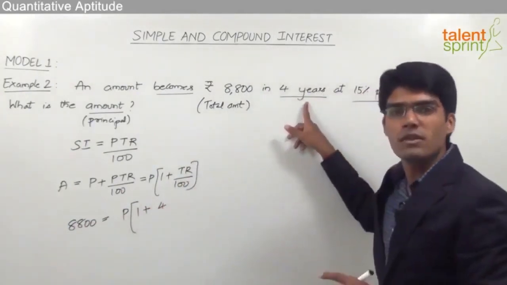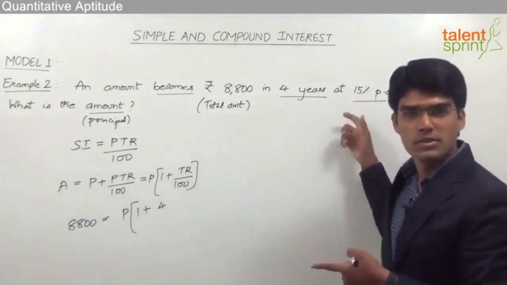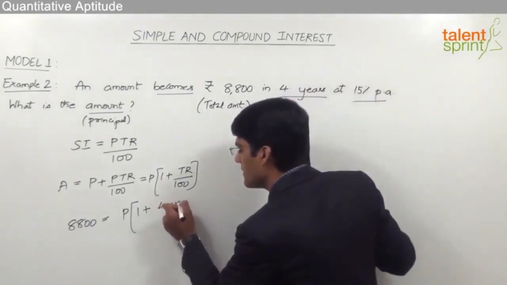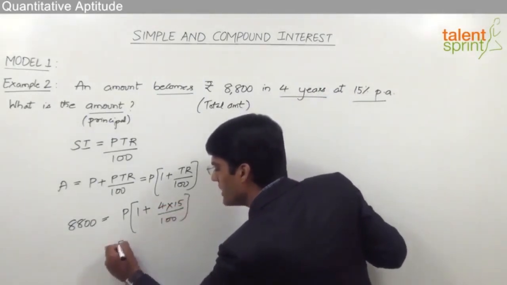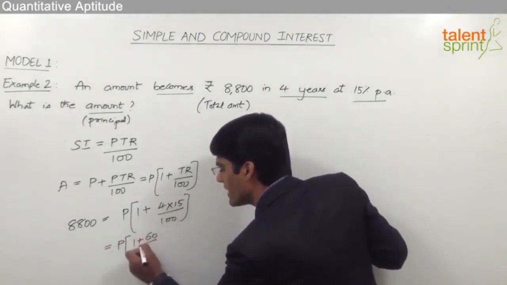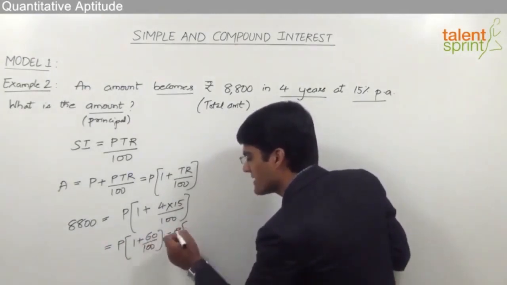Already it is in years, so we need not convert. And the rate of interest is also in percentage per annum, so even that is in the proper format. So 15, R is equal to 15 divided by 100. So from this we can say this is P into 1 plus 4 into 15, 60 by 100, which is nothing but P into 160 by 100 or 16 by 10.